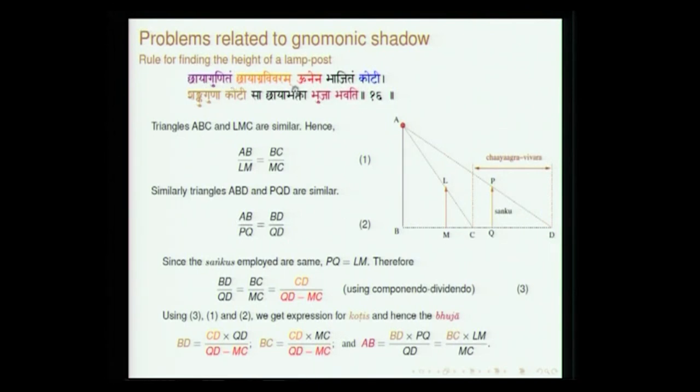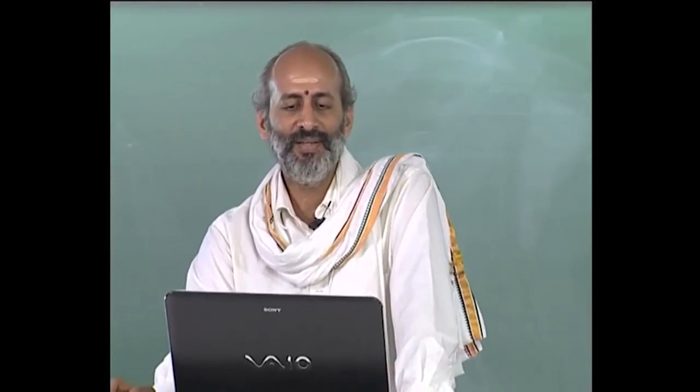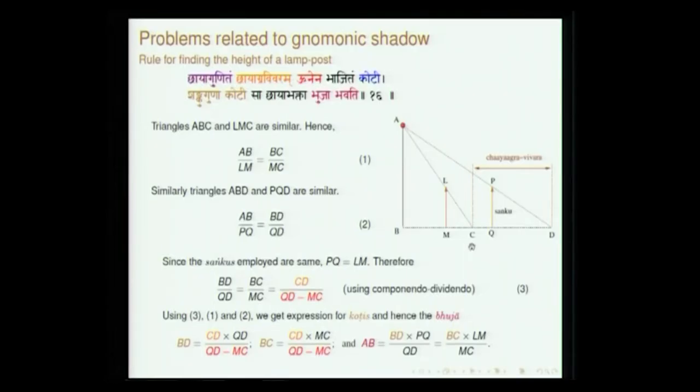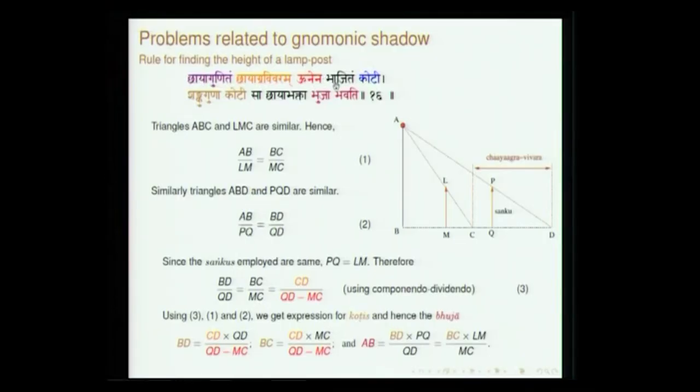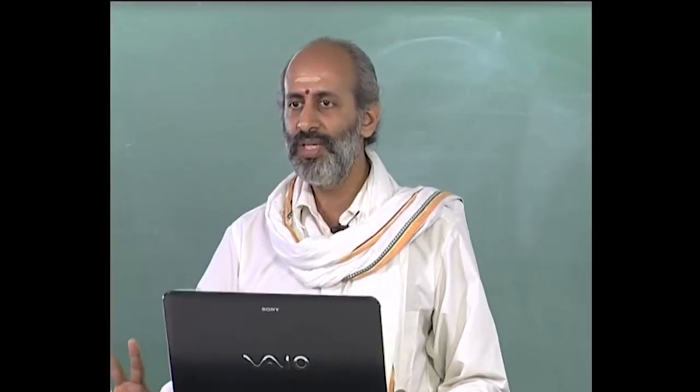Chaya gunitam chayagra vivaram unena bhajitam koti. So una is basically subtraction. Aryabhata has not stated what is subtracted, but this has to be understood. Here it happens to be the difference in the chayas: mahata chayena alpa chaya, so you have to subtract. So una is the remainder. That is what is meant by Aryabhata's word unena. Unena bhajitam, bhajitam is divided. So what it gives is koti, he says. Koti is actually a dual usage, koti hi koti. So there are two kotis.